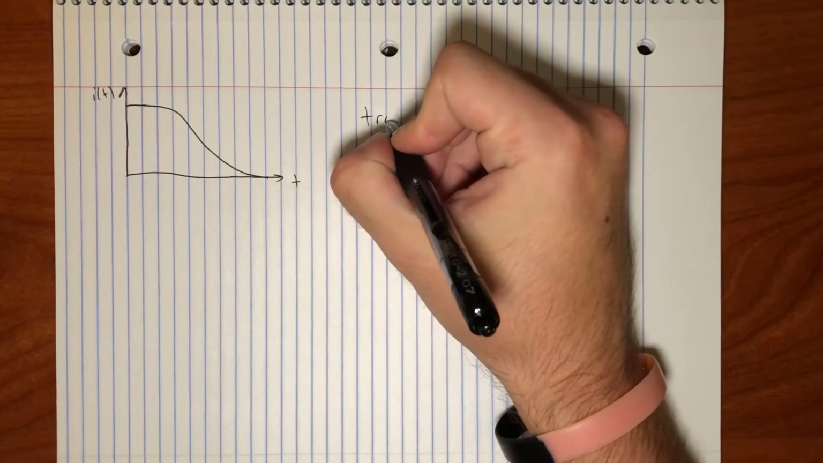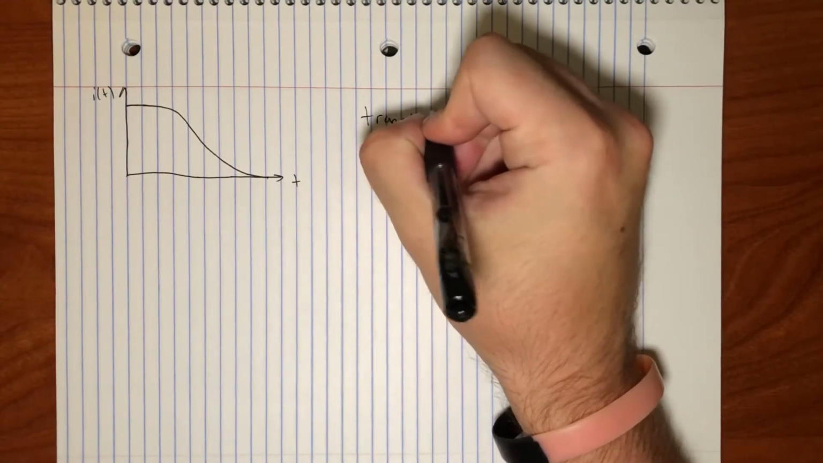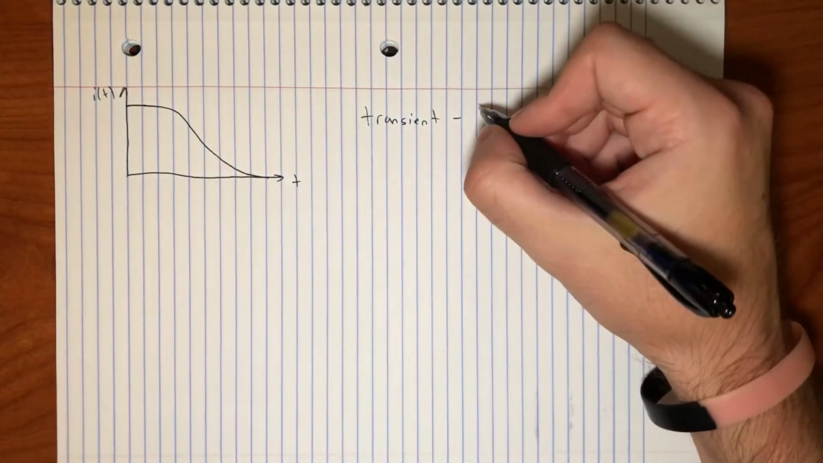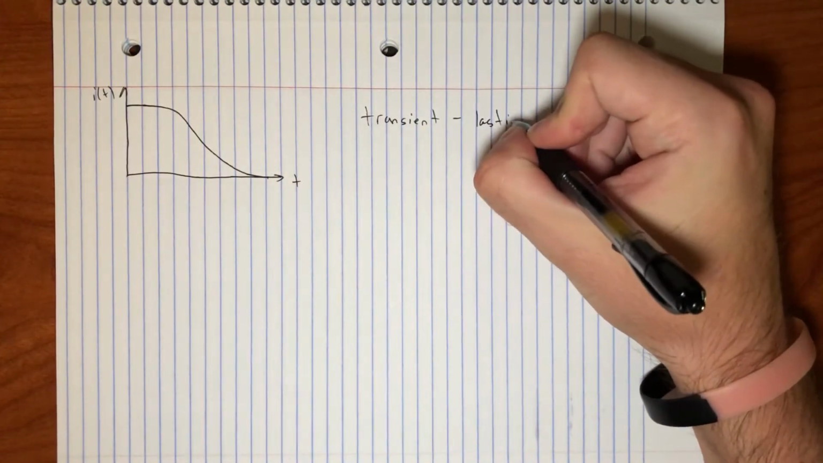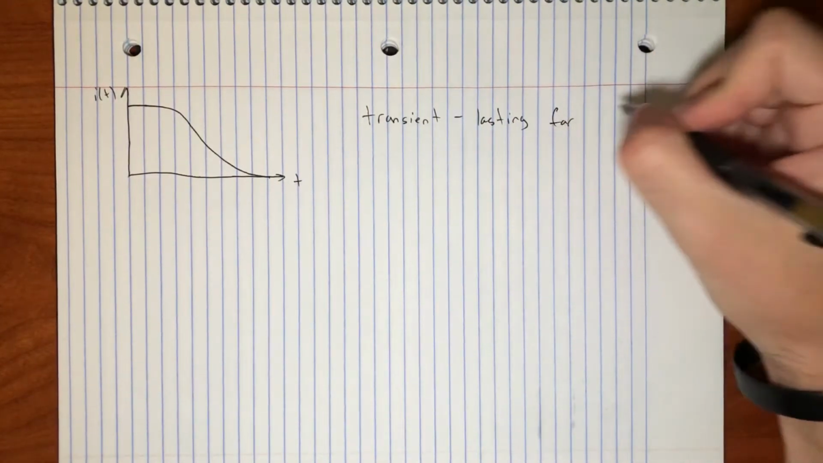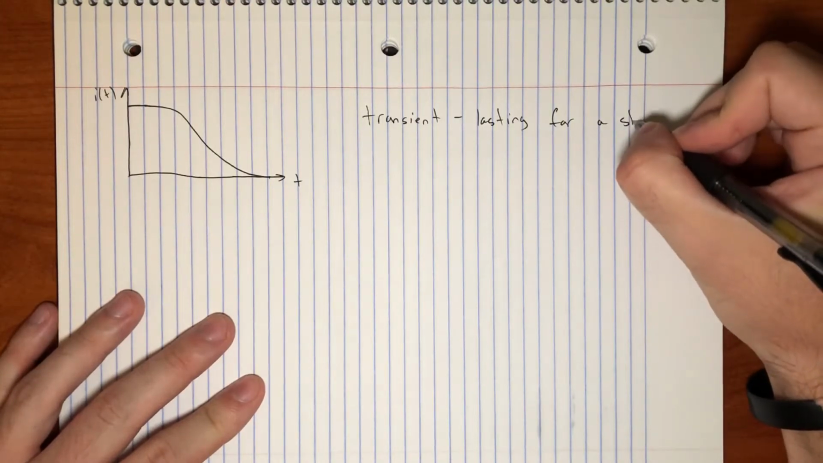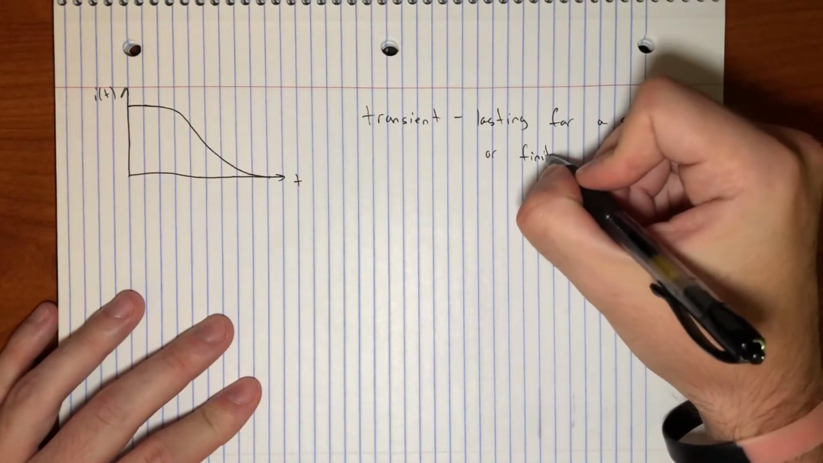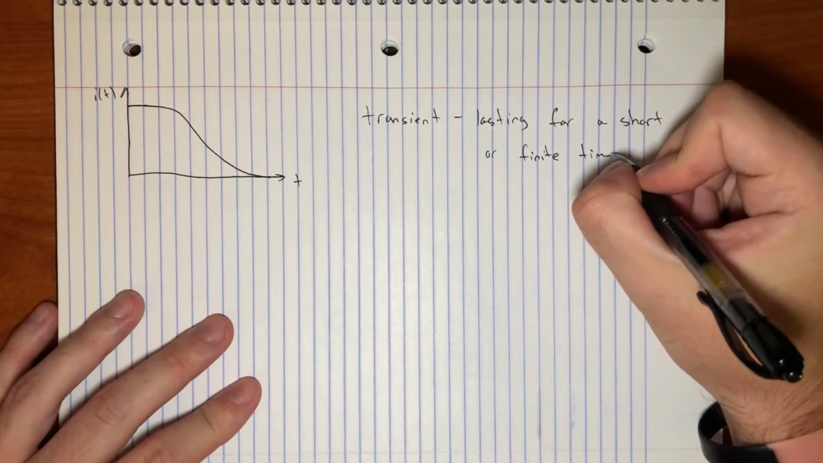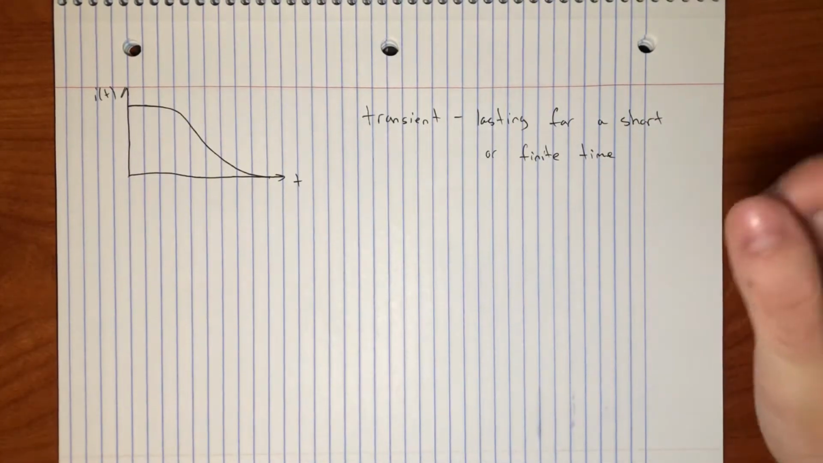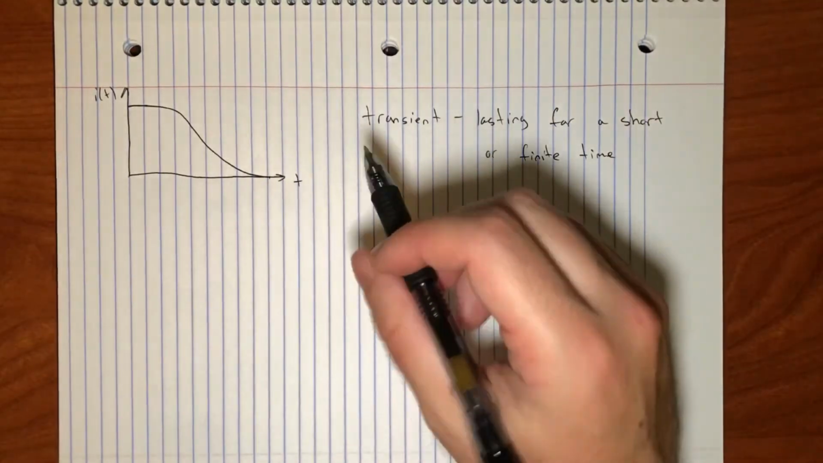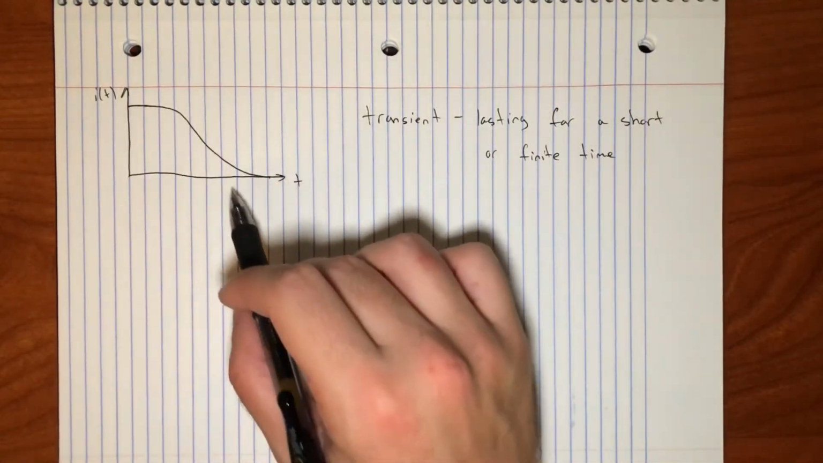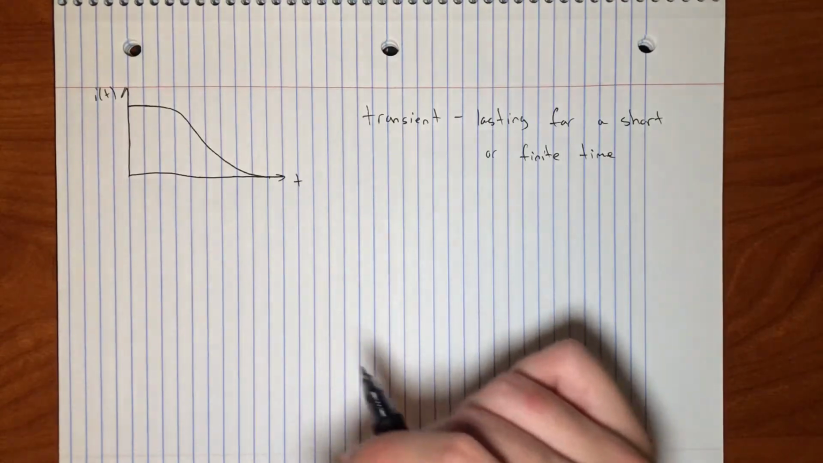Now, what does transient mean? Now, a simple definition is really just lasting for a short or finite time, or we can just say existing for some moment in time, something that occurs. It's a function of time, and really, as a function of time is the only way you can describe it.